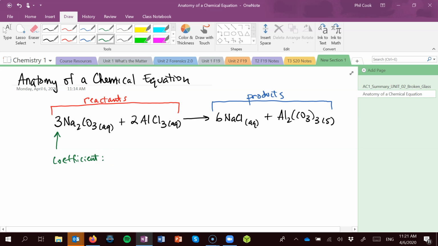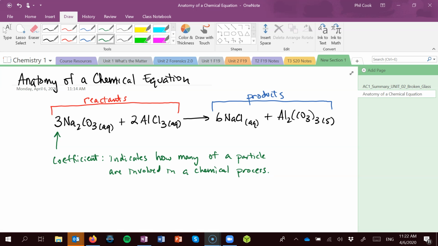So a definition for a coefficient would be that it indicates how many of a particle are involved in a process. Now, coefficients aren't the only numbers that you might see in this particular example. You probably also notice numbers written as subscripts, and that's exactly what they are called. They're called subscripts. And subscripts tell us something completely different.